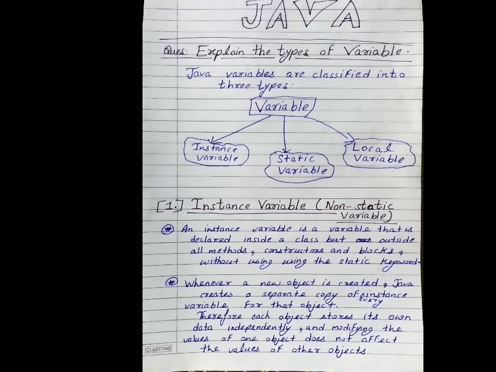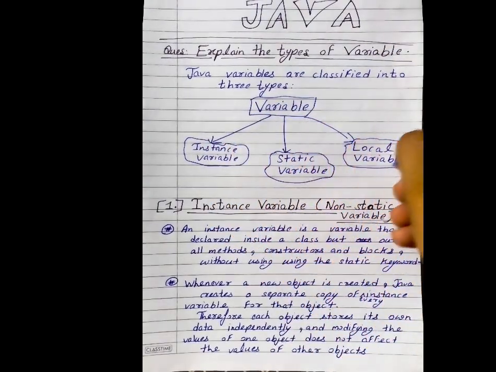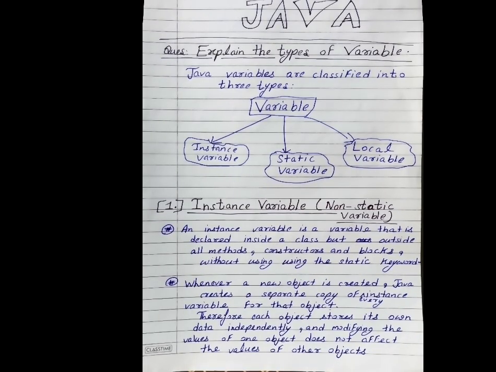And every variable in Java has a specific data type which determines the type of value it can store, such as integer, decimal numbers, characters, or text. So, based on where they are declared, I mean variables, and how they are used, Java variables are classified into three types. Those are instance variable, static variable, local variable. Let's first discuss instance variable.